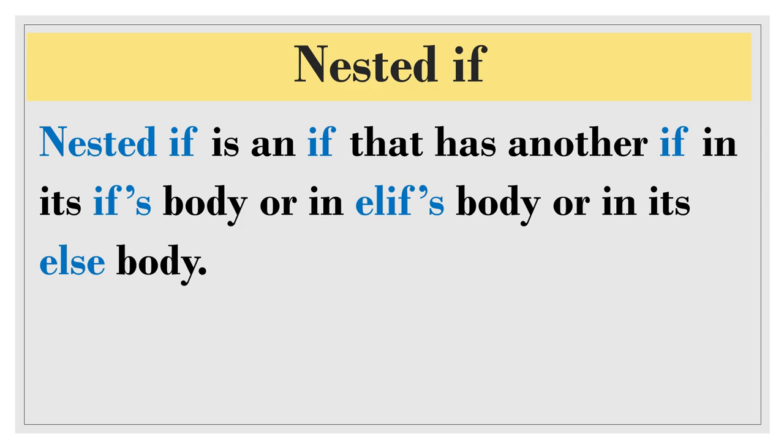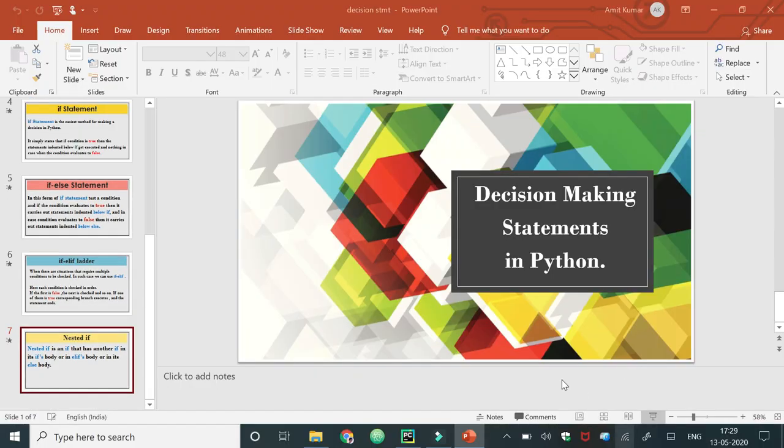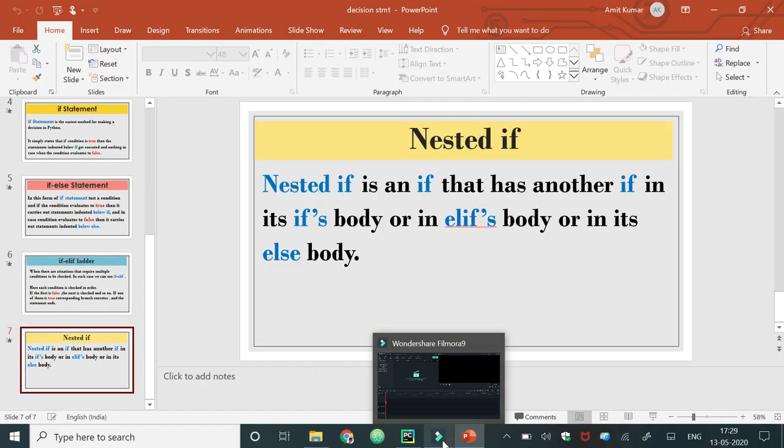And the next one is nested if. In nested if, when we have to check multiple conditions, if we want to check a condition and if the condition is true, then again we want to evaluate another condition. So we can nest an if into another if, or into an elif body, or into an else body. Now we have a demonstration of a Python program to understand these different constructs one by one.